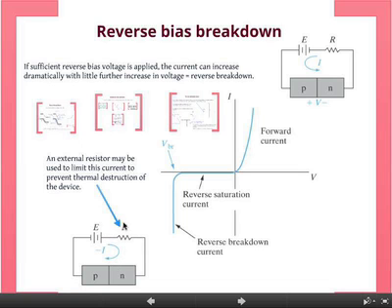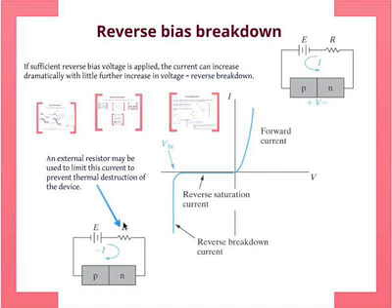Basically, an external resistor is used to limit this current to prevent the thermal destruction of the device, as I mentioned last time. The point is that this can be very large, right? This is current, so the reverse current can go very, very large, independent of the voltage. At a fixed voltage, you get very large current. The only way to limit this is by applying an external resistor.